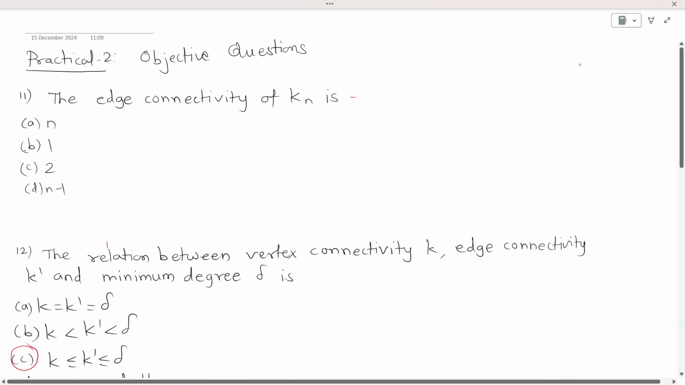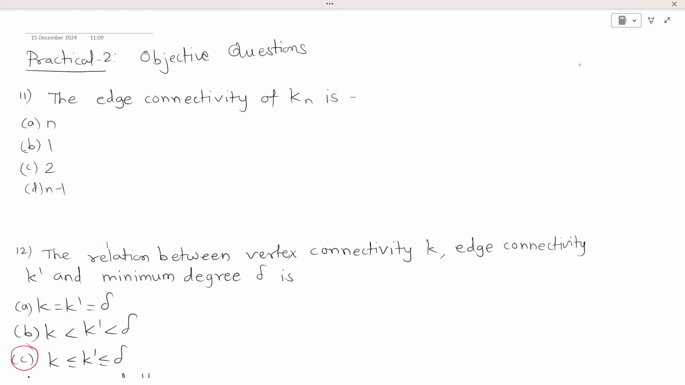Hello students, we are discussing objective questions from practical number 2. In this video, we are going to discuss the last 5 MCQs from practical number 2. So the 11th MCQ is: the edge connectivity of Kn is.